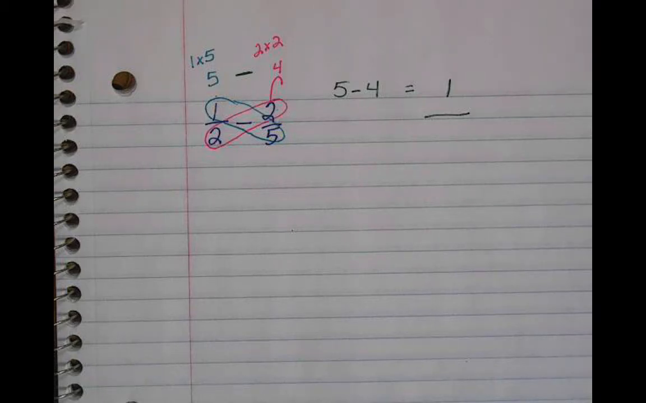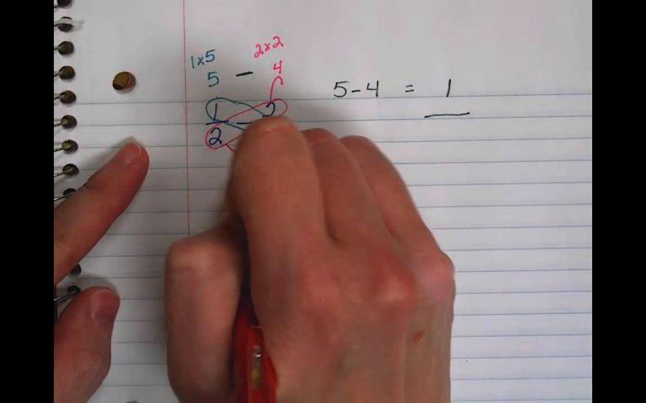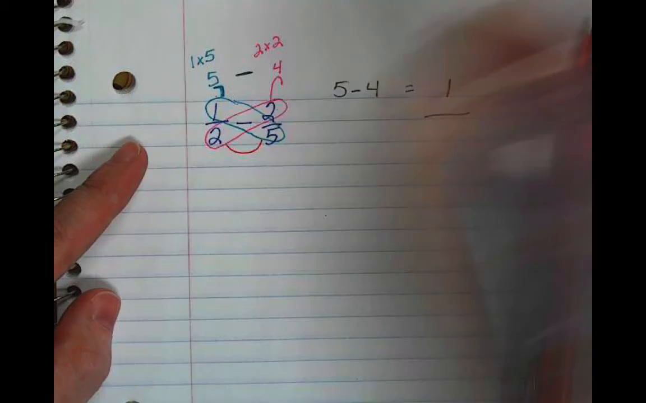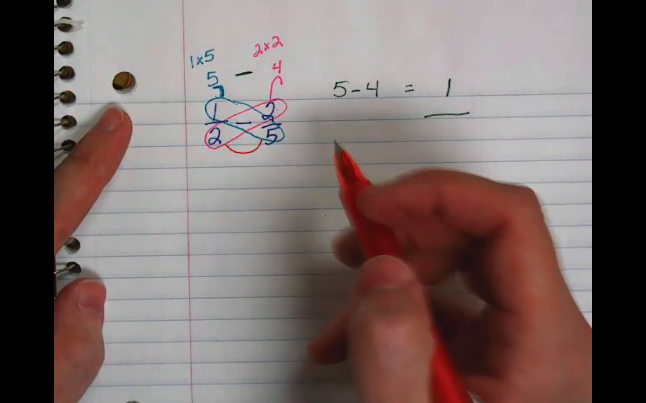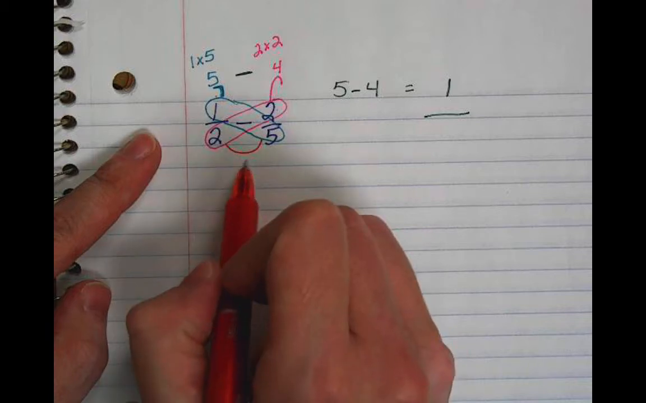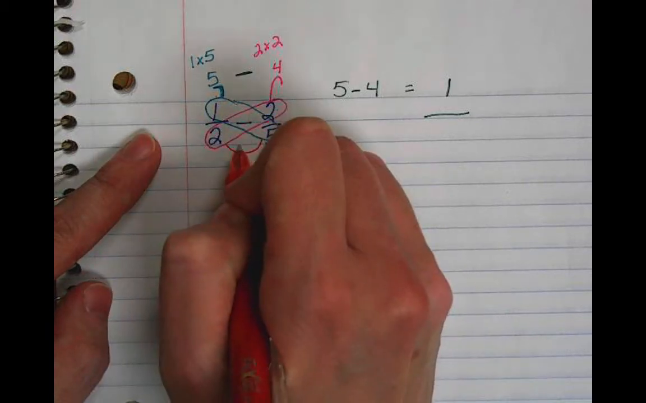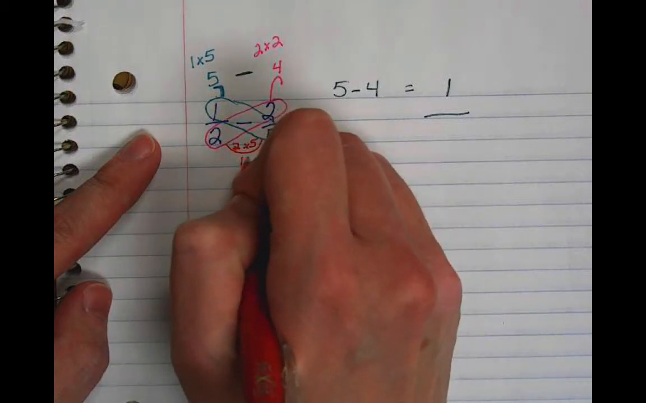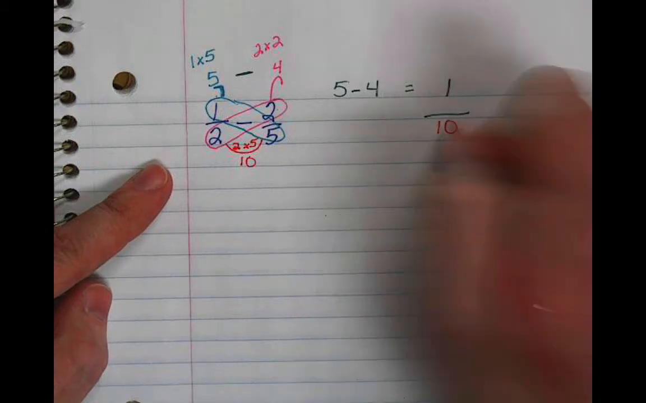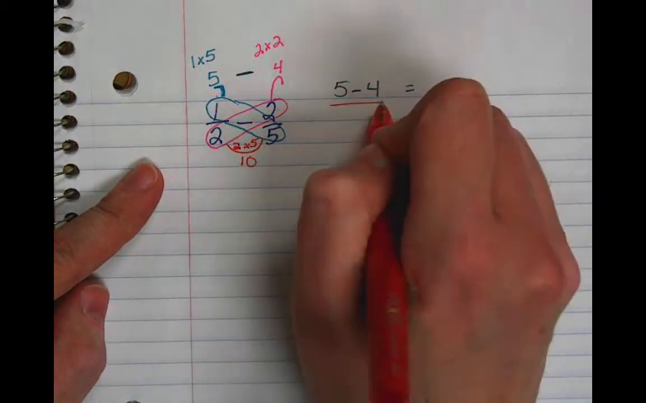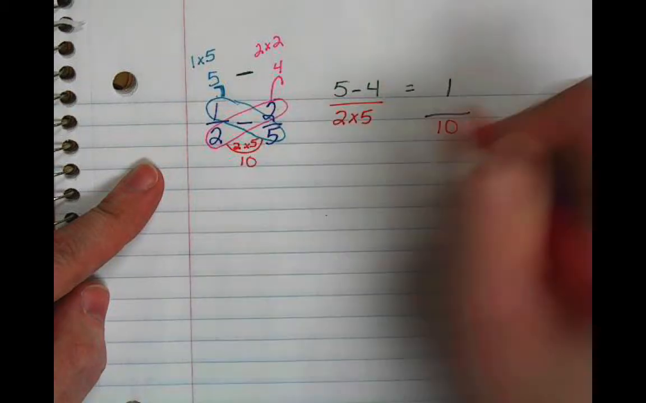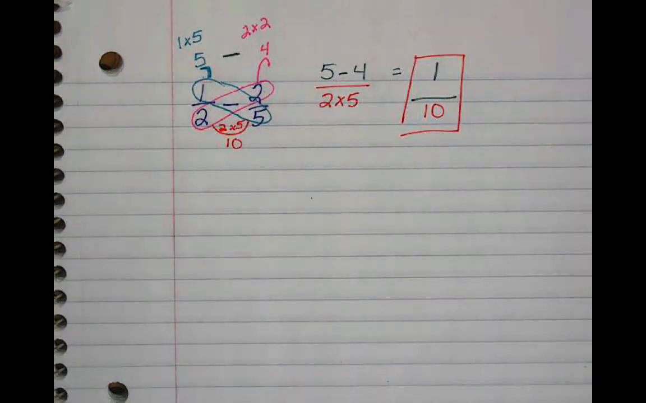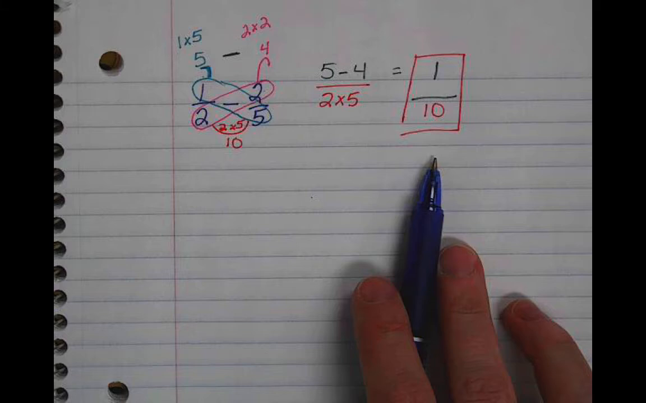And then to get my denominator, I'm going to use the tail. Oh, I forgot to get my antenna over here. To get my tail, I'm going to take my 2 times my 5. And 2 times 5 is 10. And that's how I get my denominator. So my answer ends up being 1/10. And that particular one I cannot simplify, so my answer ends up being 1/10 for that particular problem.